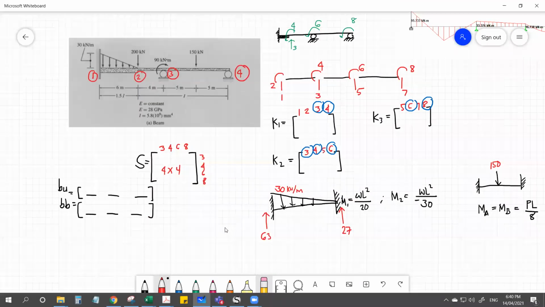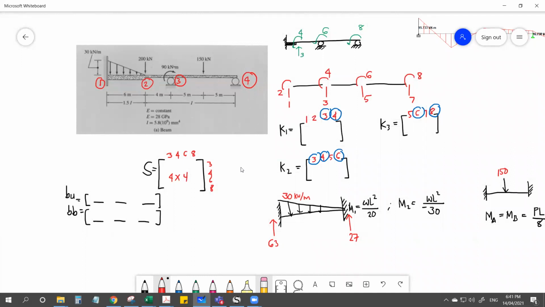Now for each element stiffness matrix, this is the code 1, 2, 3, 4. So for K1 we need 3 and 4. For K2, 3, 4, 5, 6, so we need 3, 4, and 6. For K3, we need 6 and 8, right? Now, let's set up our BU and BB matrices. According to my earlier video, BU is the location. So what is the location of 3 and 4 in K1? It's in third and fourth. So the BU here is 3 and 4.